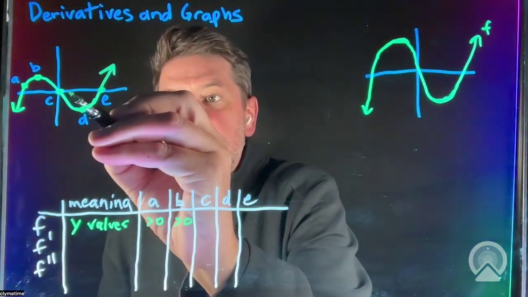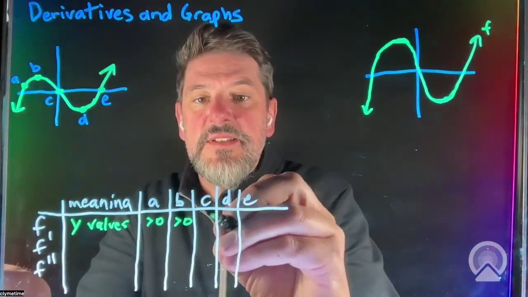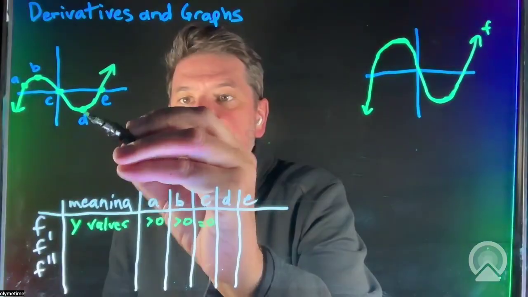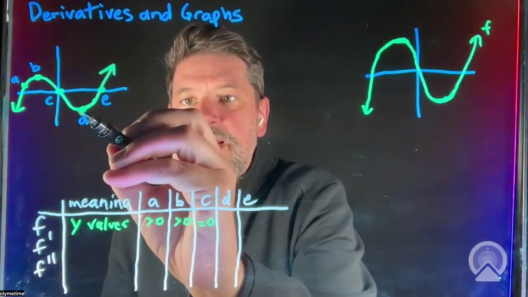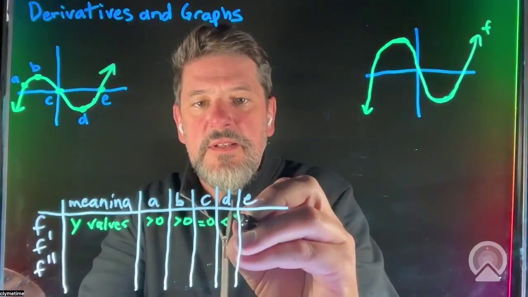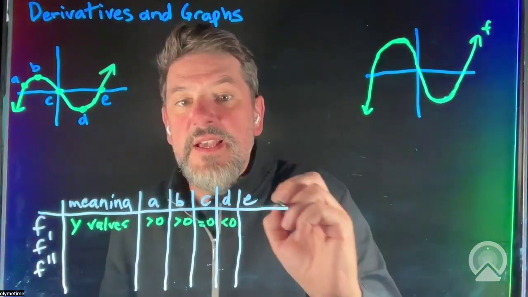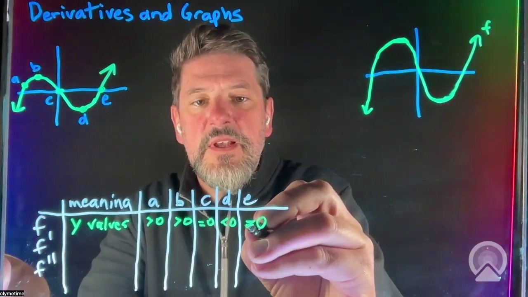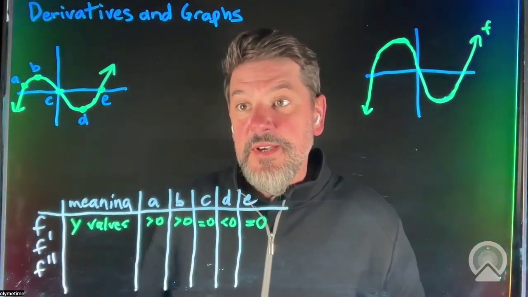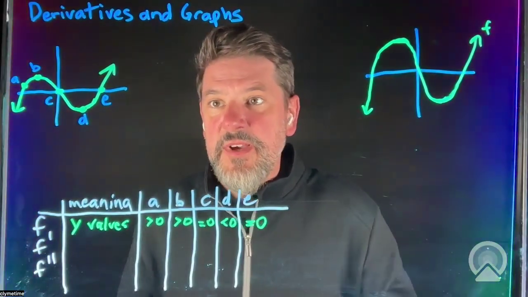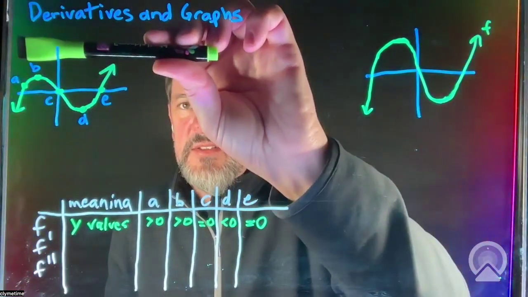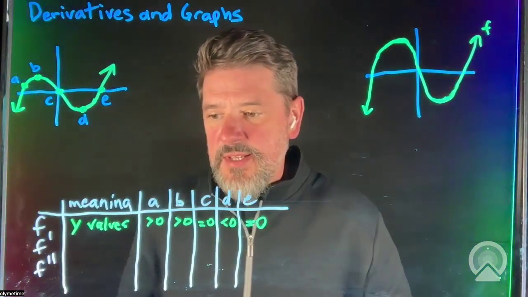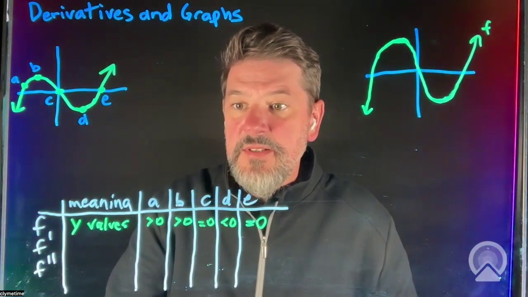If I look at C, C is on the x-axis. So I'd say C is equal to 0. D is right here. It's below the x-axis, so it would be less than 0. And then finally, E is on the x-axis again, so it's equal to 0. So this is something we learned when we learned about functions and the output of functions, and how they're equal to y values. And we understand the y values are positive when they're above the x-axis, negative when they're below the x-axis, and 0 when they're on the x-axis. So that would be f.